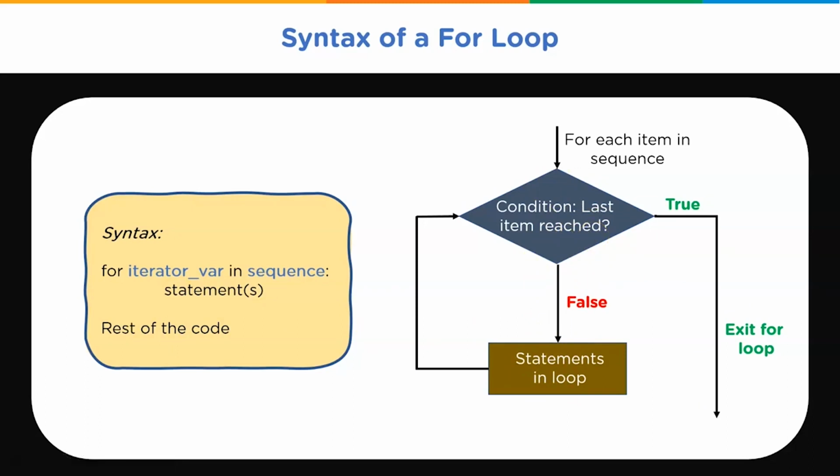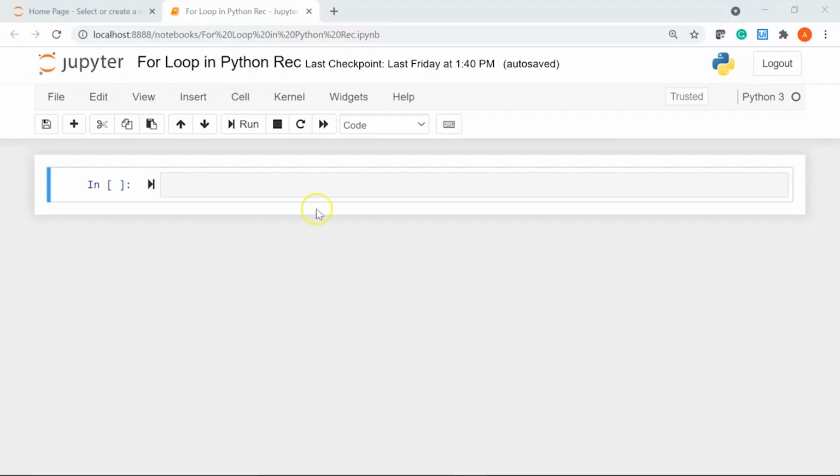Okay. Now let's head over to our Jupyter notebook where we'll see the for loop in detail and explore a lot of code examples. So here I am on my Jupyter notebook. Let's start by writing a simple for loop. Suppose I have a variable, say s, and it has a value which is a string, let's say Simplilearn.